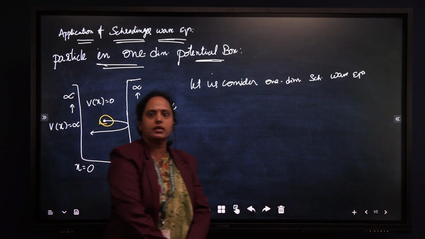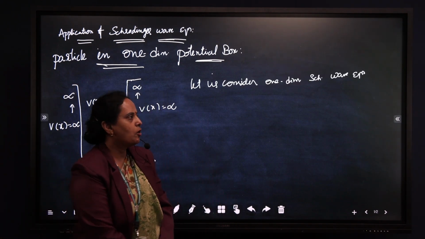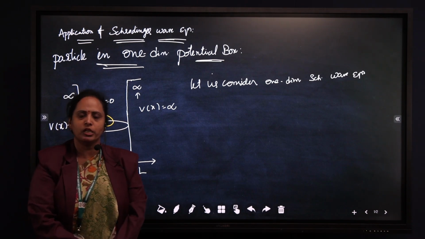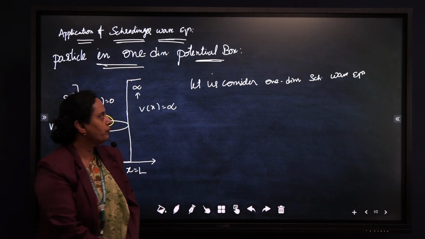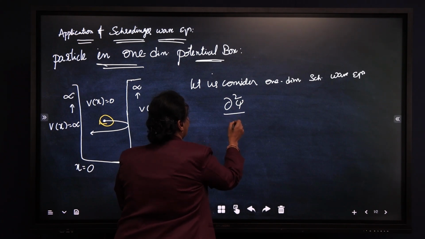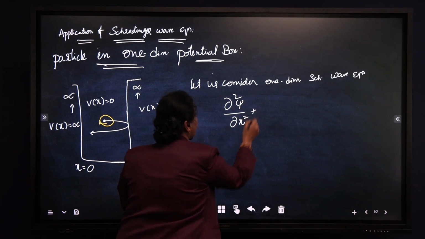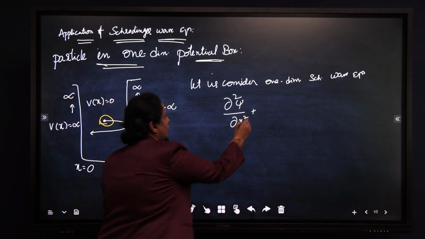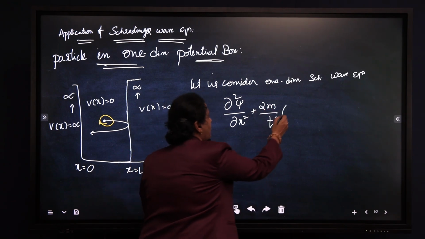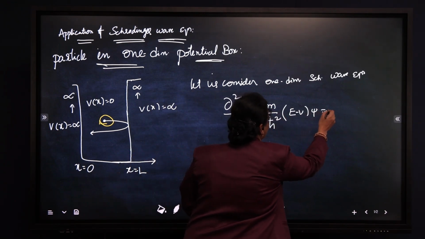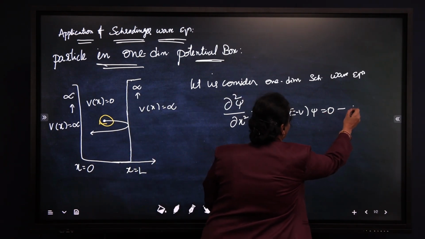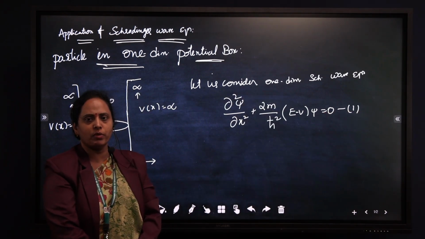For that, let us consider the one-dimensional Schrodinger's wave equation. We have already discussed it in the last video. Let us take the same expression, that is, dou square psi by dou x square plus 2m by h bar square into (E minus V) psi equals 0. This is the Schrodinger's one-dimensional wave equation. Make it equation number 1.